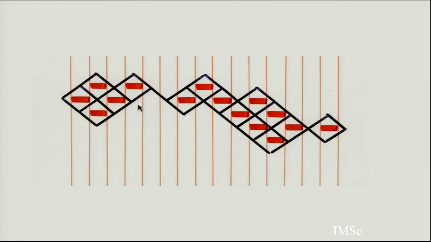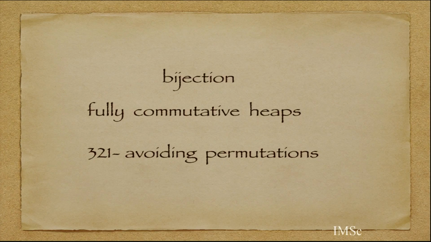So this was the end of the previous lecture, and now we are going to have new things. There is another bijection between fully commutative heaps and 321-avoiding permutations. We have seen last time a bijection with Dyck words. So this is another proof that the fully commutative heaps for the symmetric group are counted by Catalan numbers. I am going to put them in bijection with this class of permutations.